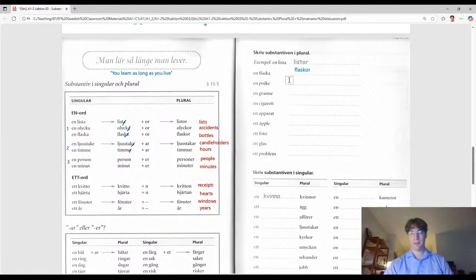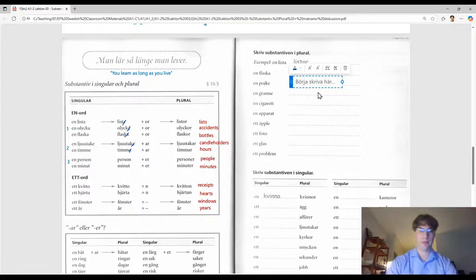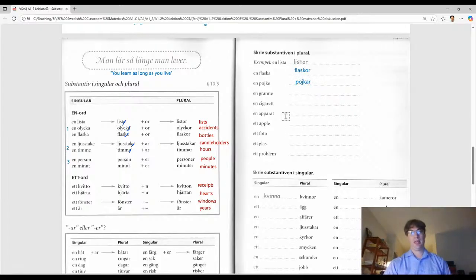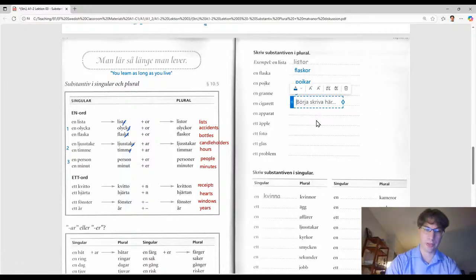Right? And en pojke, so this one ends on E. It's going to be the second group, the subcategory of that. So många pojkar, AR. En granne also ends on an E. Then it's going to be the subgroup there, många grannar, many neighbors. En cigarett, so it ends on a consonant, but hold on, it's an N word. Then we're going to get the group 3. En cigarett, många cigaretter, also probably a loan word here.